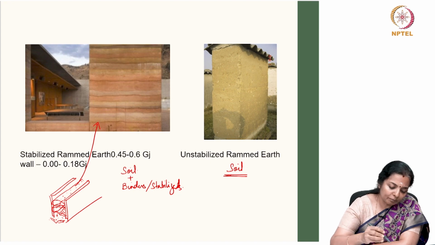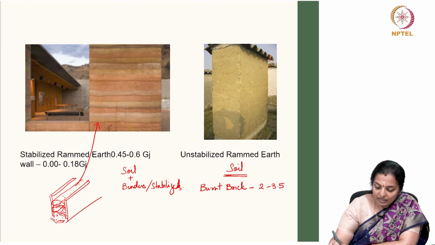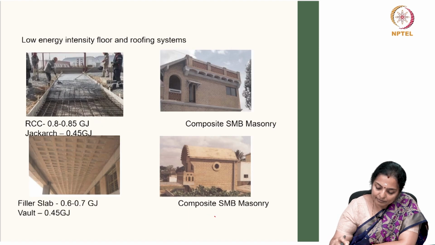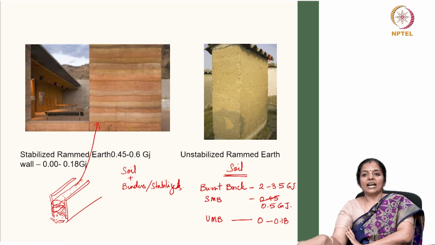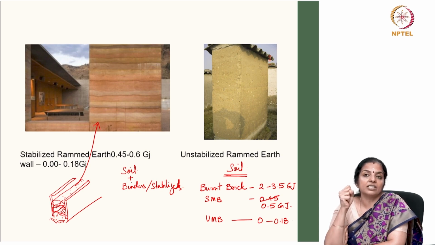If you compare, then burnt brick, as we saw in the last slide, has embodied energy of 2 to 3.5 gigajoules, whereas stabilized mud block has 0.45 to 0.56. Let us assume for convenience 0.5 gigajoules, whereas unstabilized rammed earth has 0 to 0.18 gigajoules of embodied energy. That is the extent of how low embodied carbon and low embodied energy material these two are.